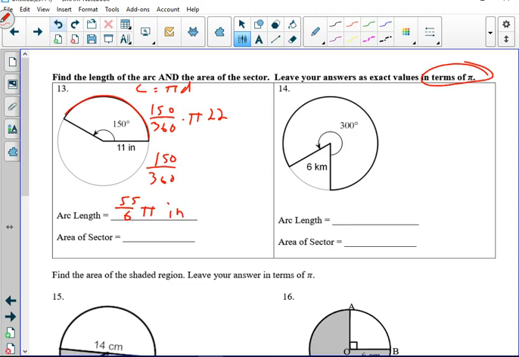And then for area, remember, area of a circle is pi r squared. So we're just going to take that 150 over 360 times pi 11 squared, which is 121. And that is going to reduce to 605 over 12 pi inches squared.